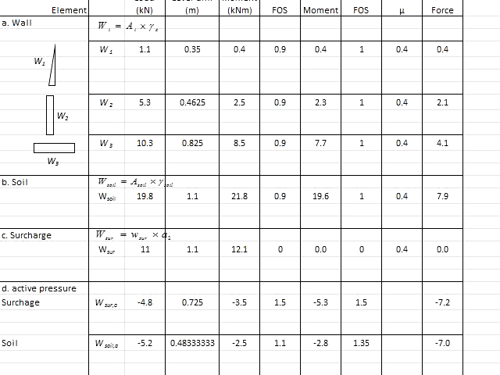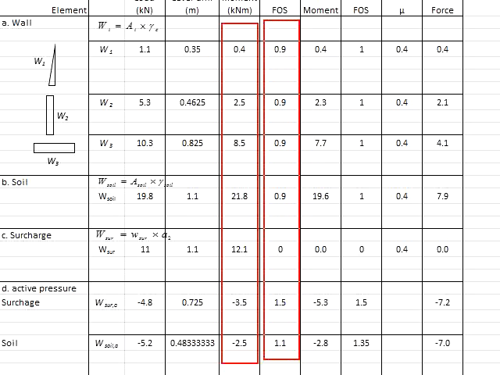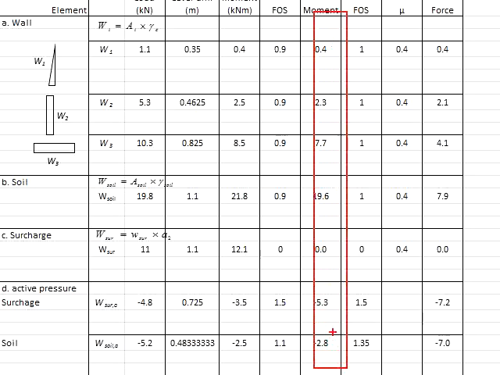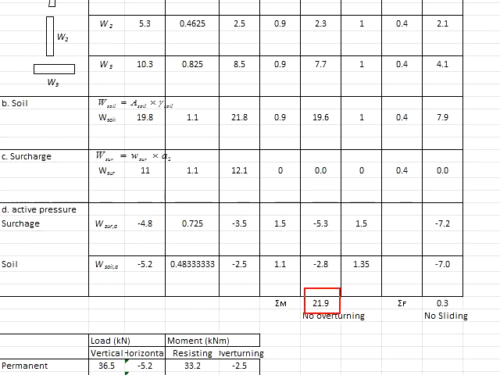The overturning refers to the moment. The moment here is to be multiplied with the factor of safety. It will give you the moment in this column. The negative value here is used to represent non-favorable conditions. The summation of the moments gives a total moment of 21.9, which is a positive value. That means there won't be any overturning.